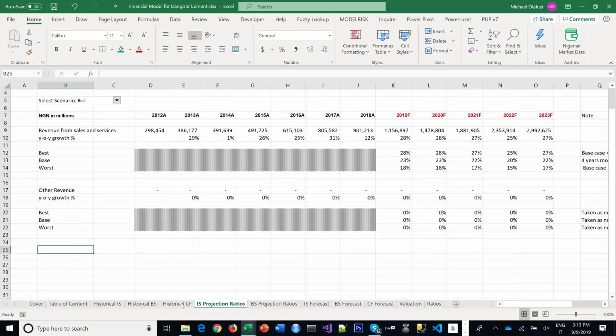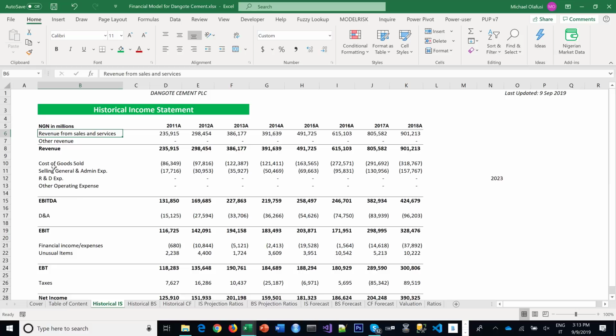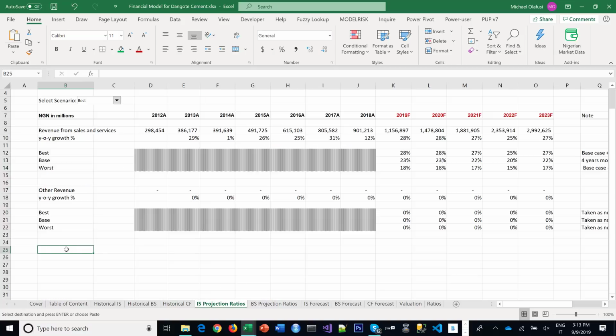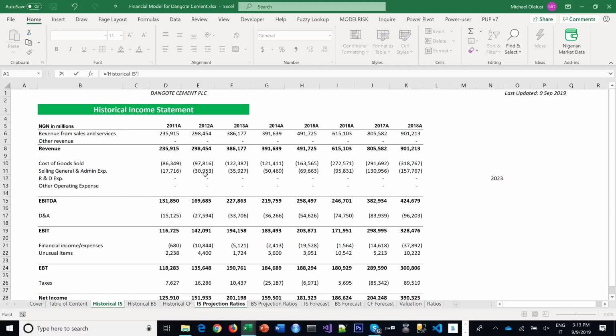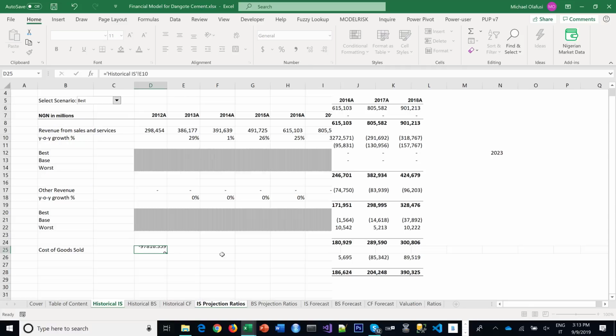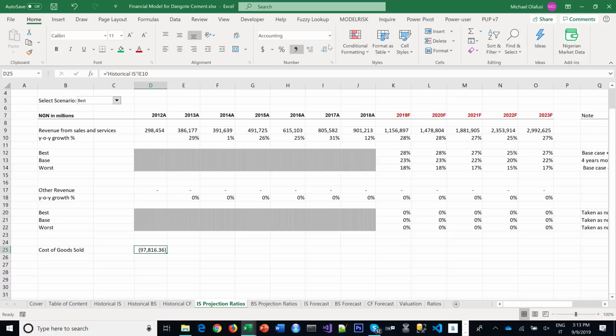I go to the next item. So the cost of sales, cost of goods sold. So I can copy that, come here, cost of goods sold, and then all what we did before, I go and provide the historical. So cost of goods sold, I make it to be in comma separation. I drag into the future.